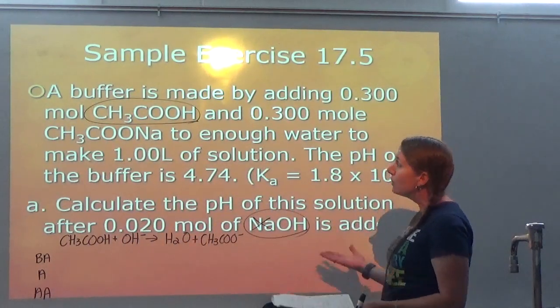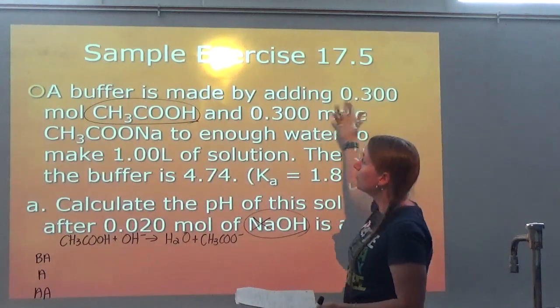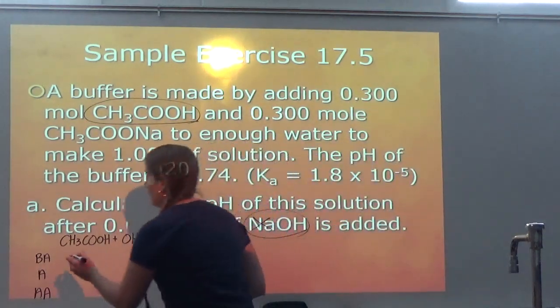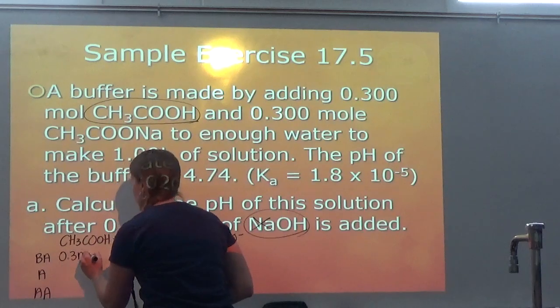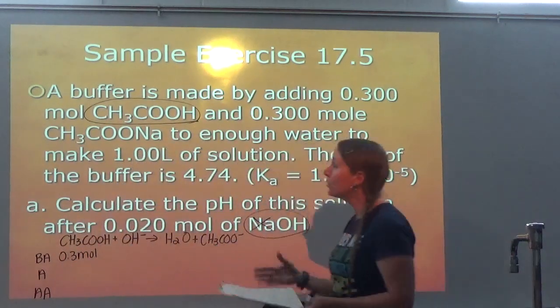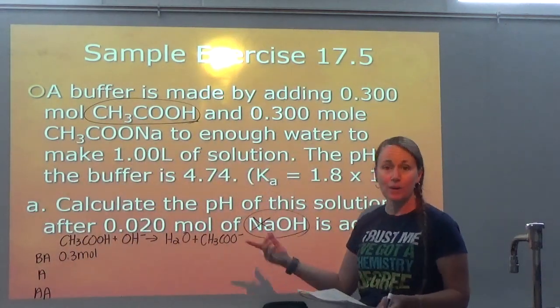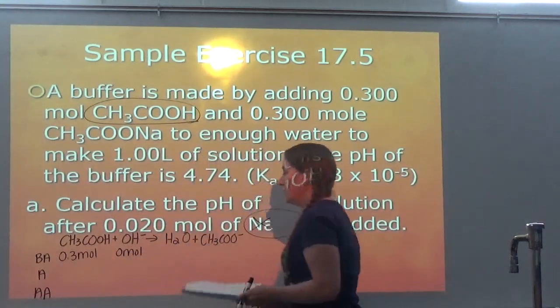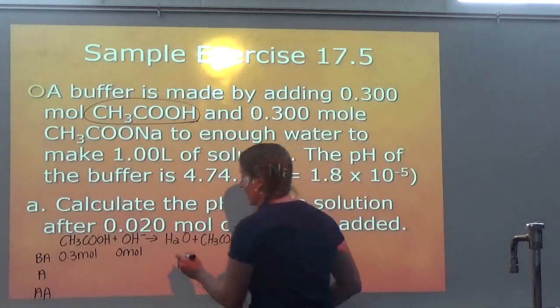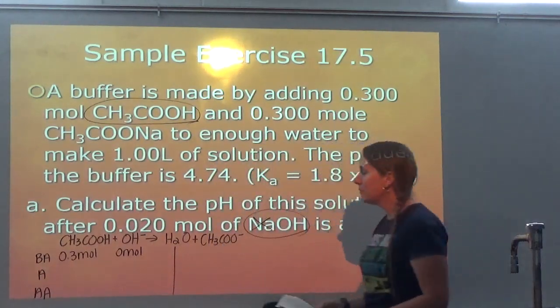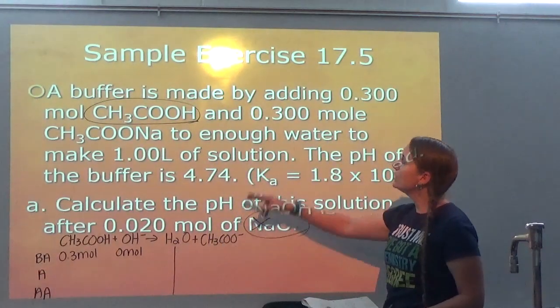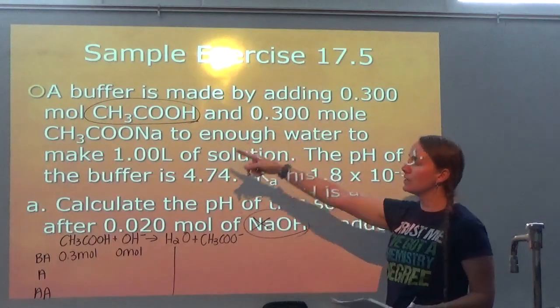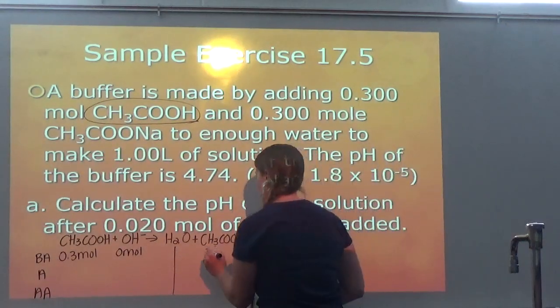So before the addition, I have 0.3 moles of the acid. I'm going to put 0.3 moles right here. Before the addition, it doesn't tell me I have any OH, so I start with 0. Water, just like in the K value or the ICE chart, does not matter. And before the addition, I also have 0.3 moles of my acetate ion.